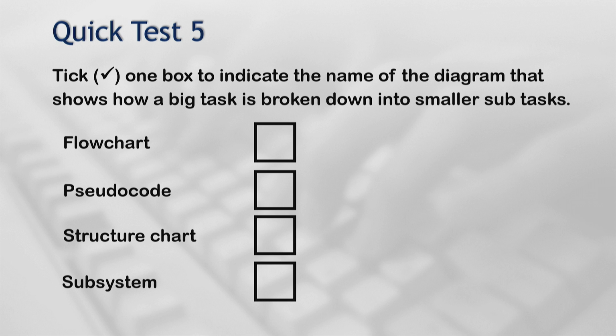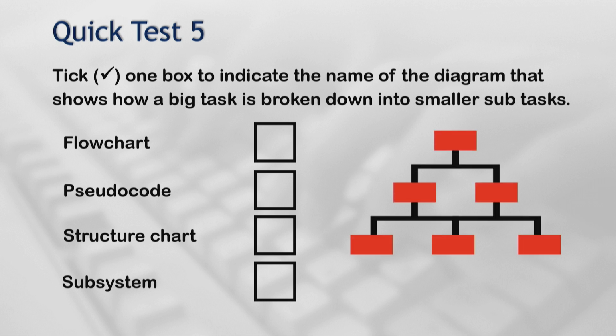The third option is structure chart. We saw earlier that it is a diagram that shows how a task is broken down into smaller tasks. Hence, this is a correct answer. The last option is also inappropriate as a subsystem is part of a structure diagram. It represents a smaller or simpler task.